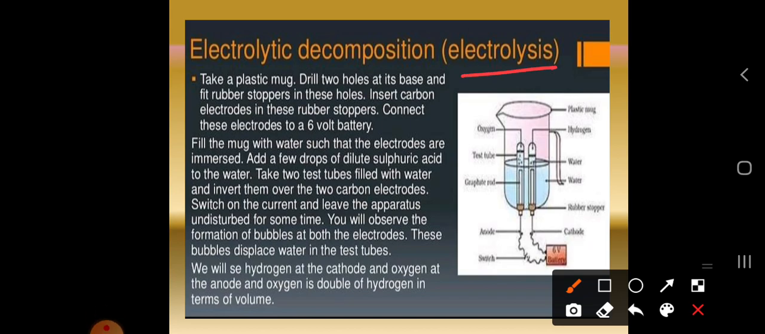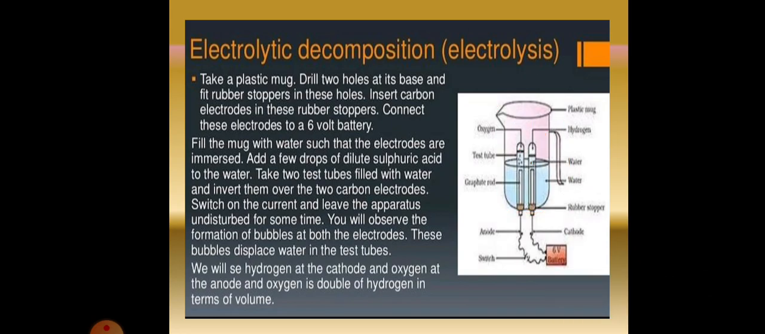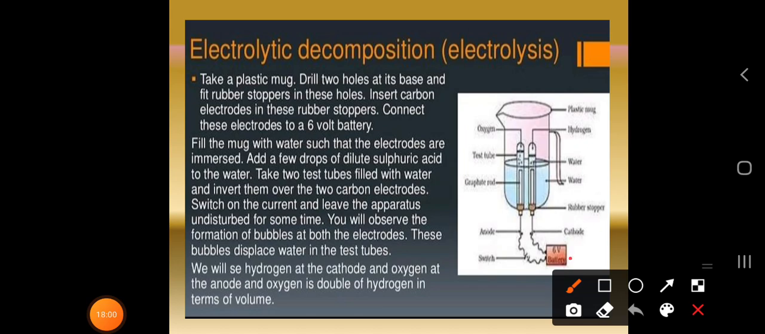Here, by using one activity we can analyze this electrolytic decomposition. For this purpose you have to take a plastic mug. Drill 2 holes at its base, fit rubber stoppers in these holes and insert carbon electrodes. Connect these electrodes to a 6-volt battery. Here you can observe our battery.